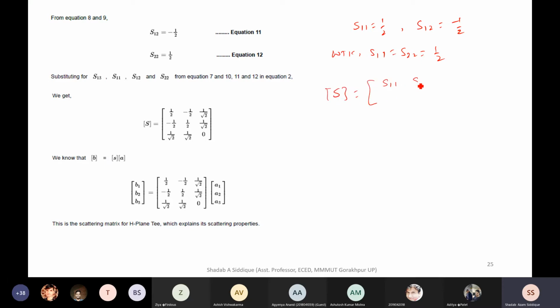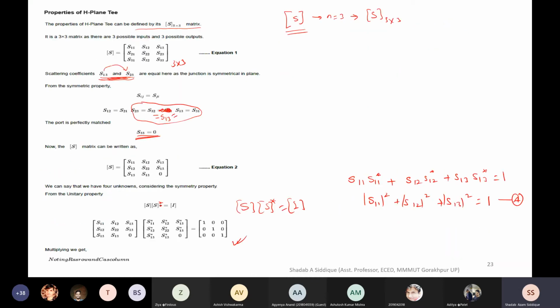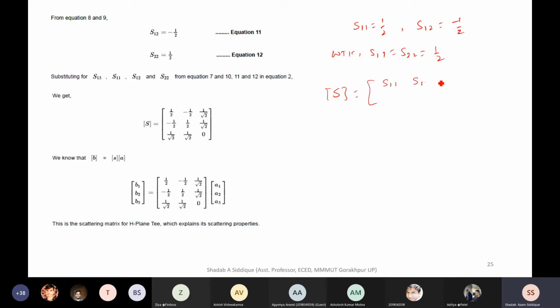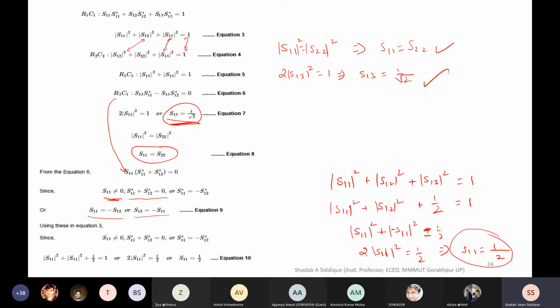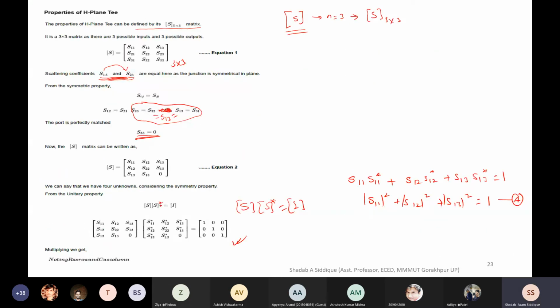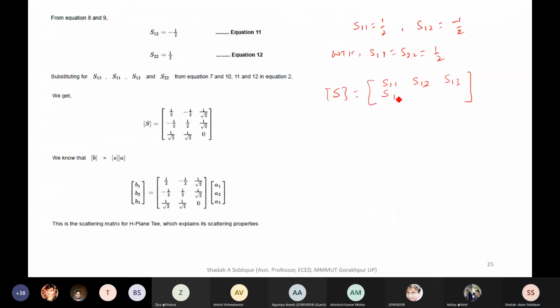So we have S11, S12, S13, then S21, and S21 is equal to S12, then S22, S23, and S13, S13, and 0. So we can have all these.